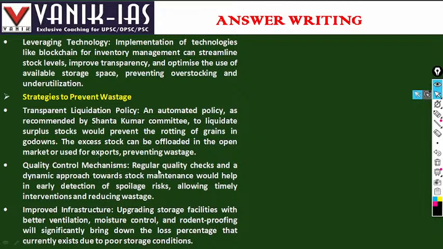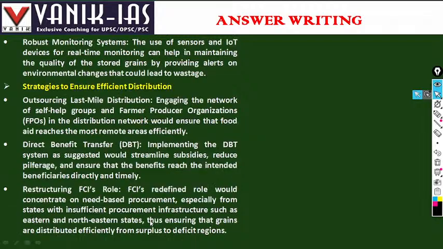Quality control mechanism: regular quality checks and a dynamic approach towards stock maintenance could help in early detection of spoilage risk, allowing timely interventions and reducing wastage. Improve infrastructure: upgrading storage facilities with better ventilation, moisture control, and rodent proofing will significantly bring down the loss percentage that currently exists due to poor storage conditions.